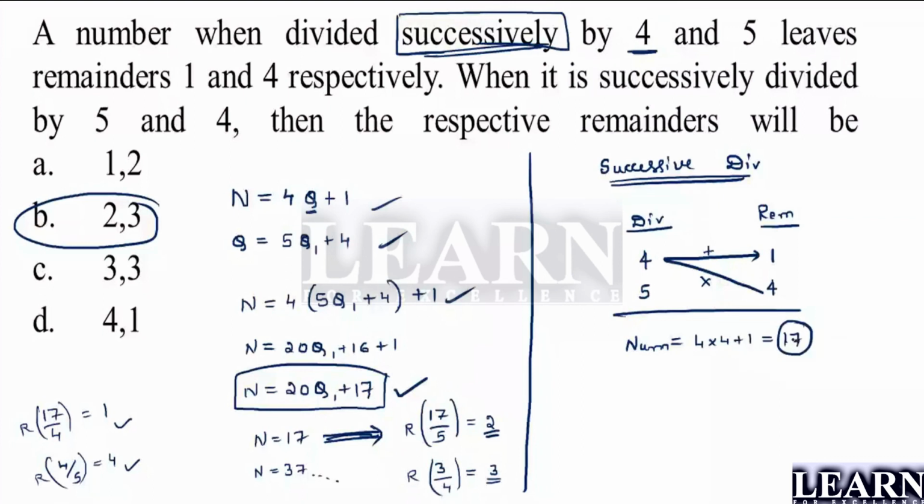Once we have got the number, we divide it now. 17 by 5, the remainder is 2 and the quotient is 3. 3 divided by 4, the remainder is 3. The answer is 2 and 3. Now can I say that the successive division trick is faster when compared to going with the equation? So please make a note of this successive division.